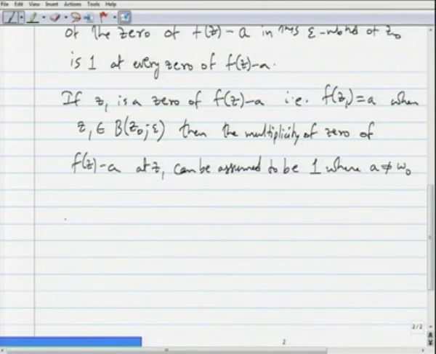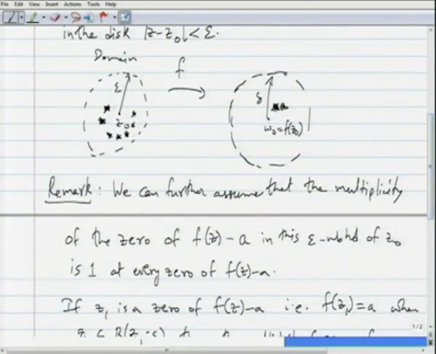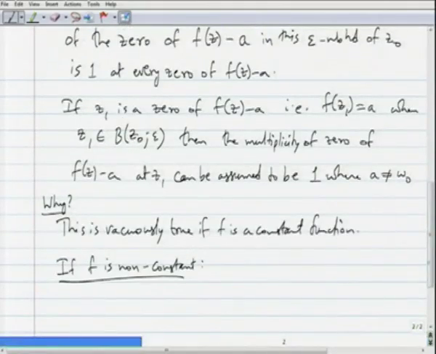Why is it so? The answer is as follows. This is vacuously true if f is a constant function. If f is a constant function, there is no other A that we can pick other than w naught, because all the points are mapped to this w naught itself. It is a constant function. So, we can assume that f is a non-constant function. If f is non-constant, we can do the following.